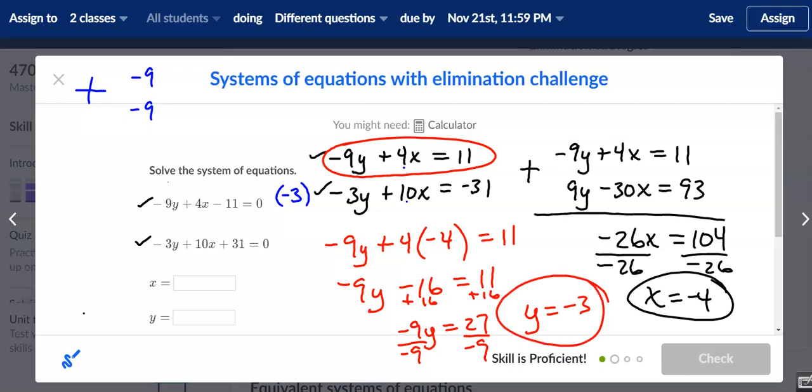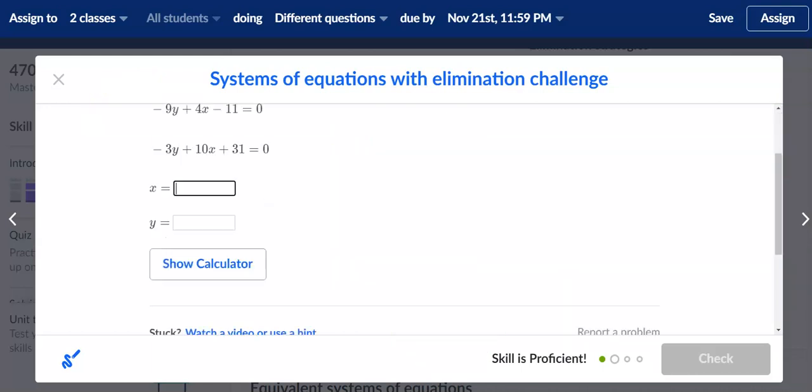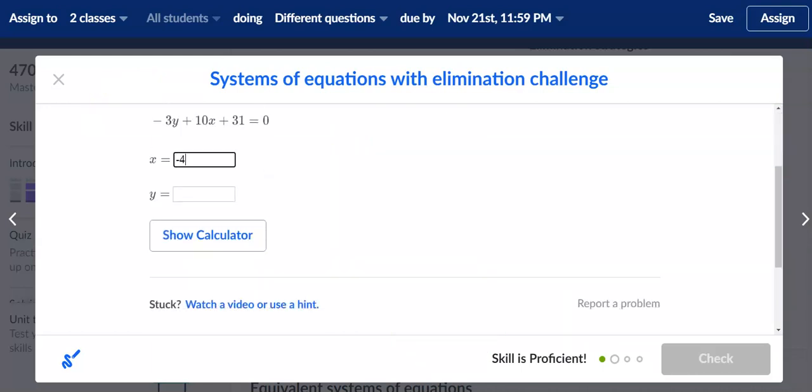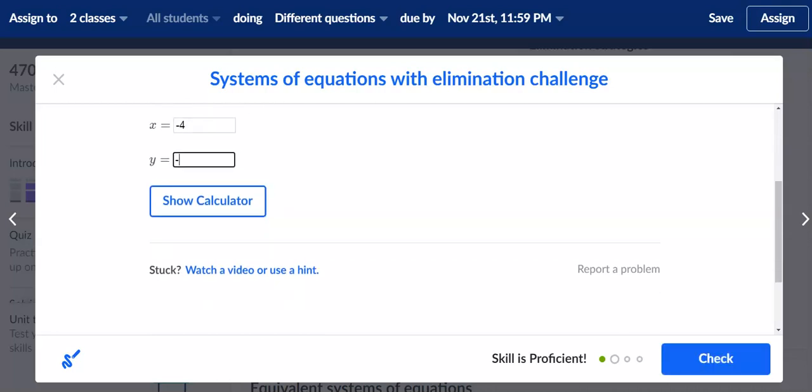So let's come over here and let's check that out. Negative 4 and negative 3.